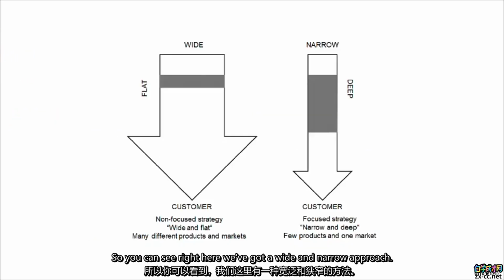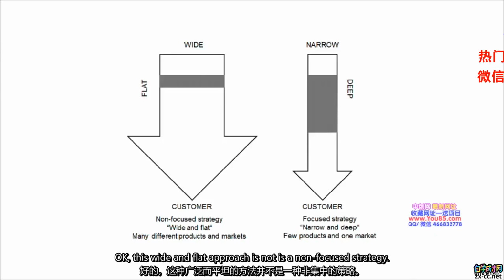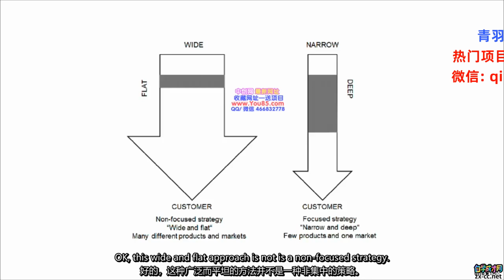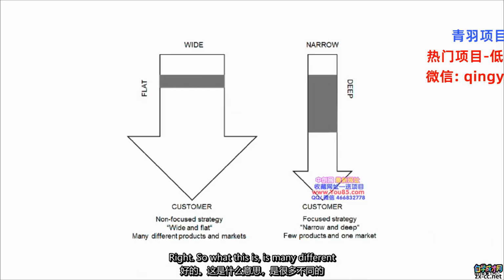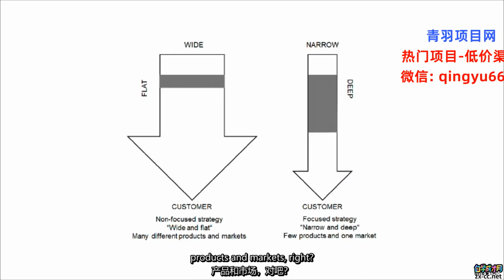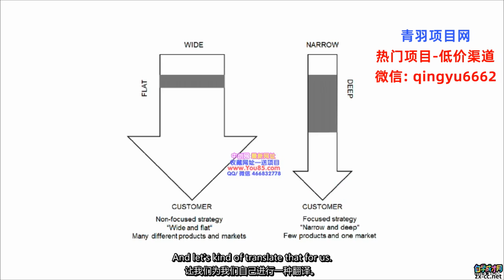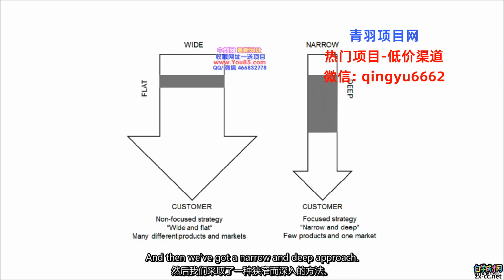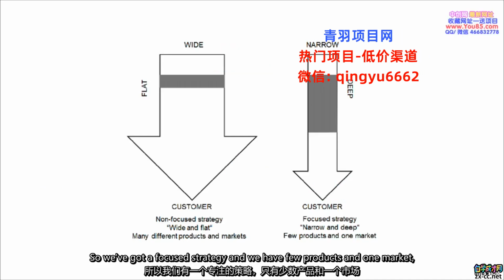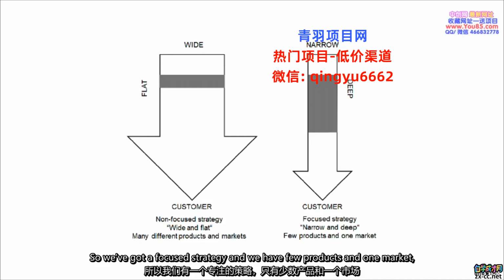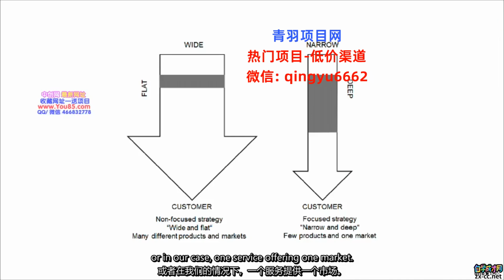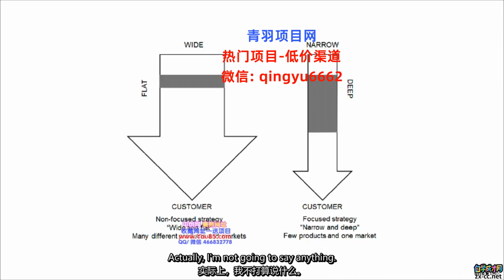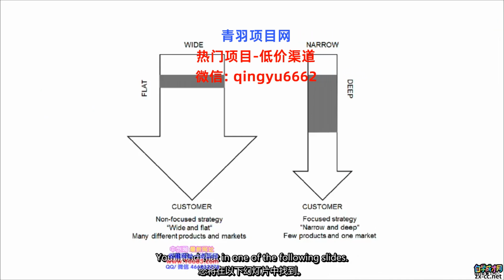So you can see right here, we've got a wide and narrow approach. This wide and flat approach is a non-focused strategy, right? So what this is, is many different products and markets. And let's translate that for us. That means many different services and niches. And then we've got a narrow and deep approach. So we've got a focused strategy and we have few products and one market, or in our case, one service offering, one market. Actually, I'm not going to say anything. You'll find that in one of the following slides.